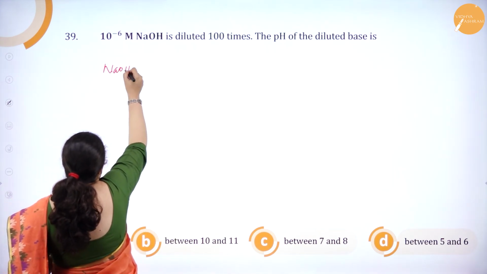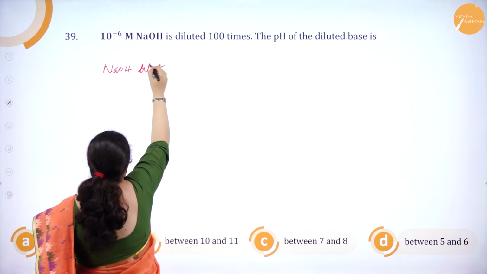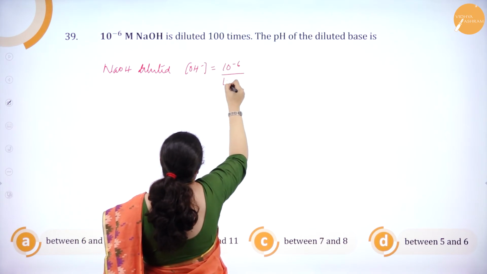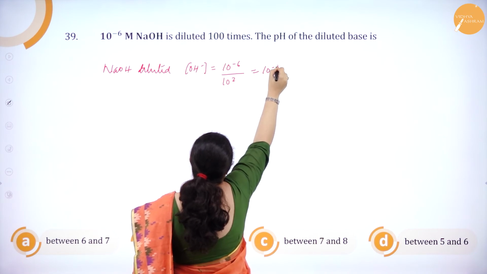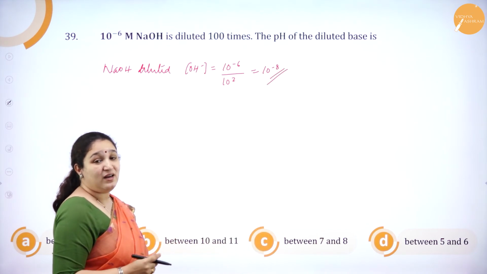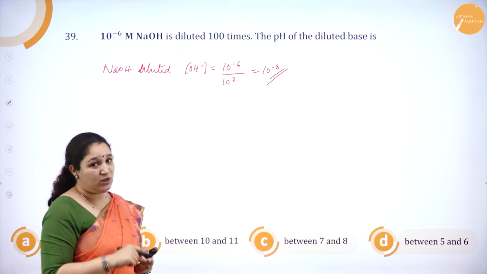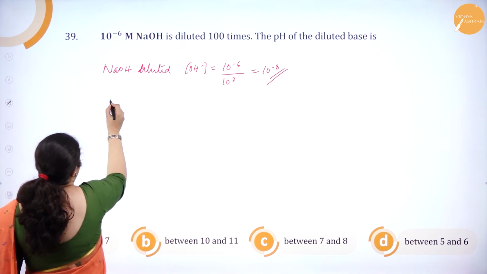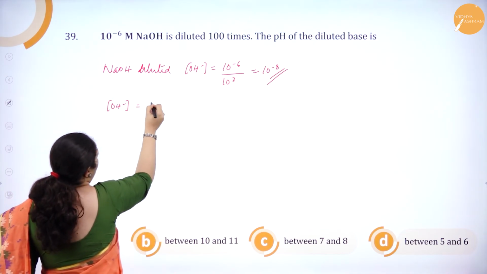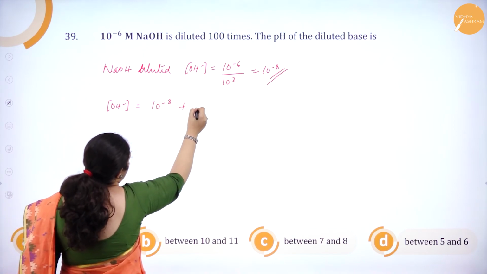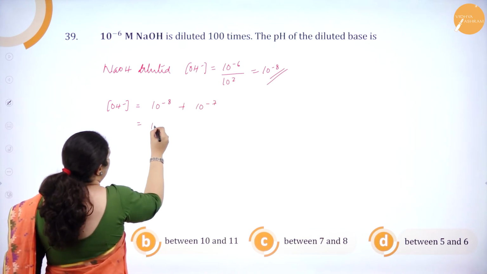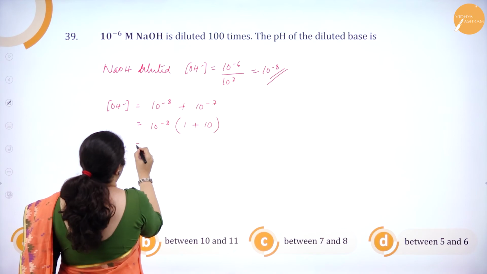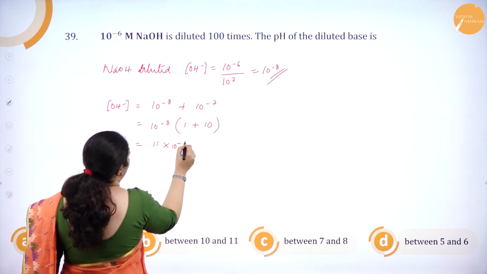NaOH was diluted. Correct? So OH minus ion concentration is 10 to the power minus 6 by 10 to the power 2, that is 10 to the power minus 8. Correct? And because the OH minus ion from water also it is given, we have to calculate or add up even that. So it will be OH minus ion concentration from NaOH is 10 to the power minus 8 plus 10 to the power minus 7 from water. So 10 to the power minus 8 I'll take common plus 10 here. So you will have 11 into 10 to the power minus 8.